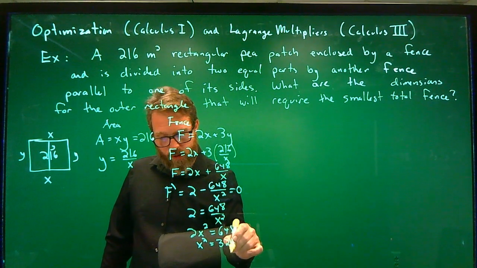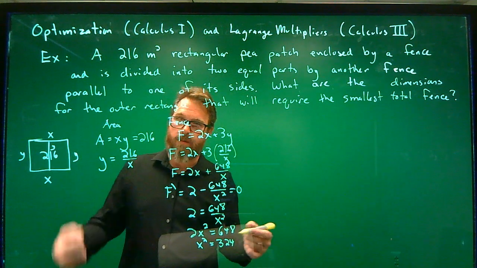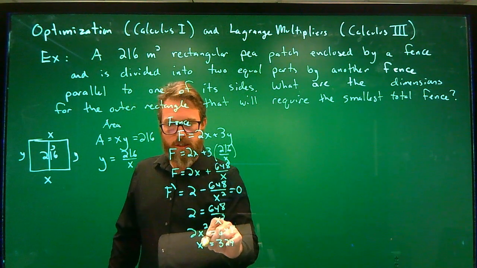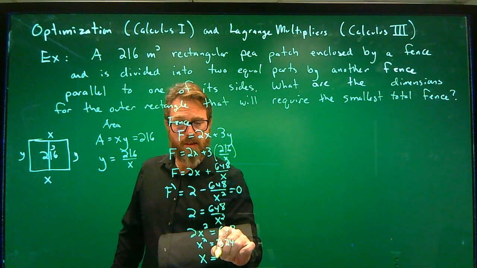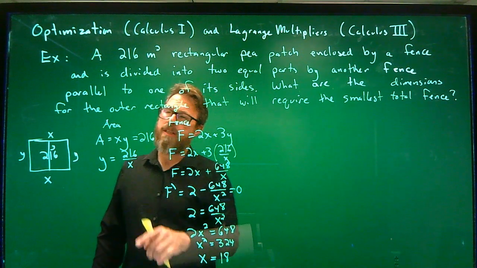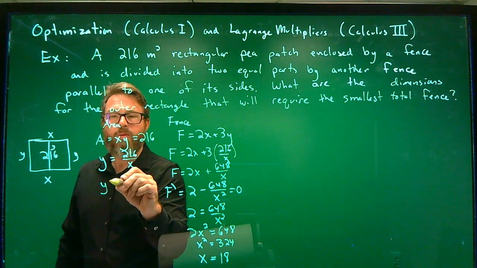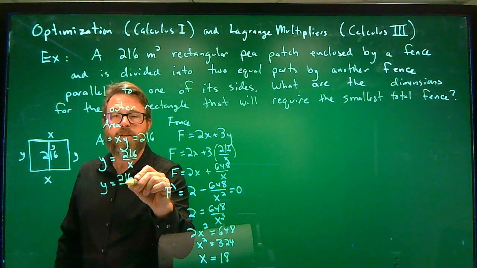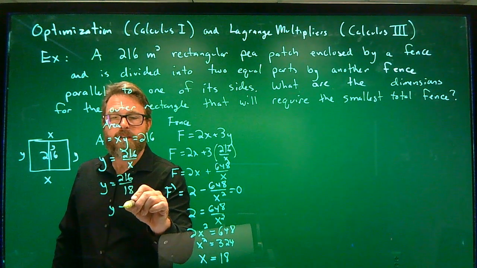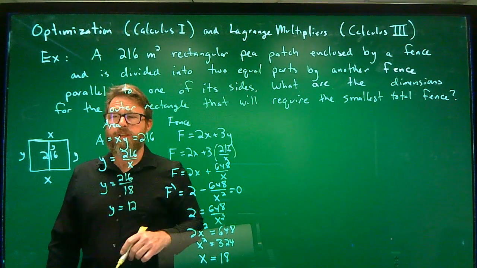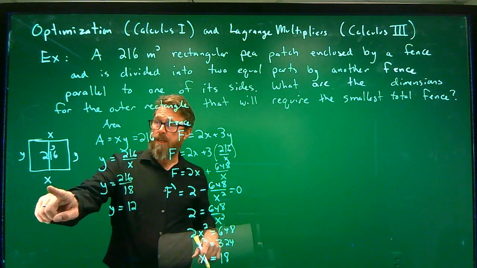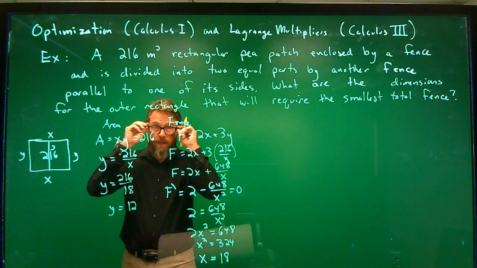And then finally square rooting. I know we get plus or minus, but we're only looking for positive lengths here. So x is going to be equal to 18. Once you know x is 18, you can plug this back into here. So y is going to be equal to 216 over 18. So y is going to be equal to 12. So those are the outer dimensions. x is equal to 18 and y is equal to 12.